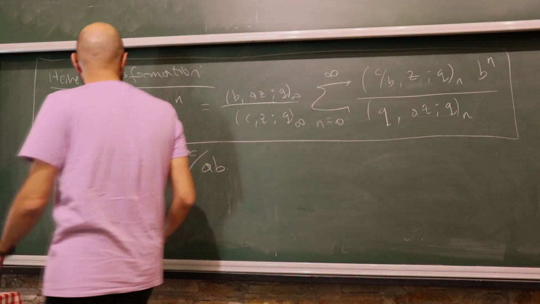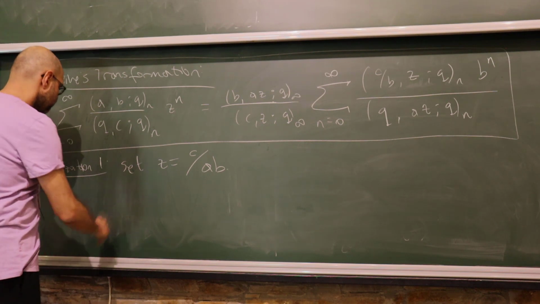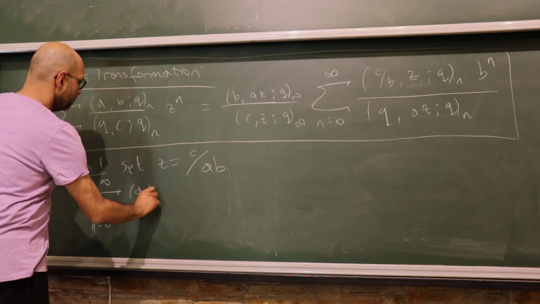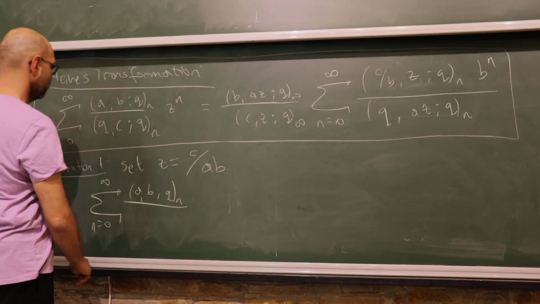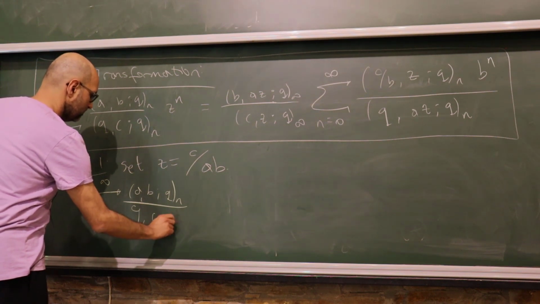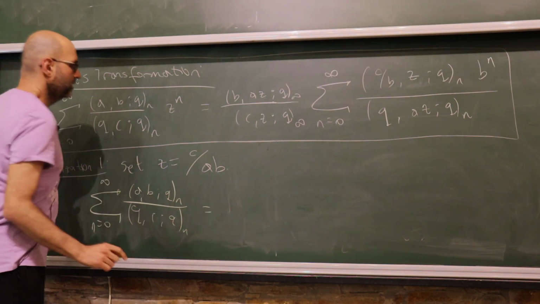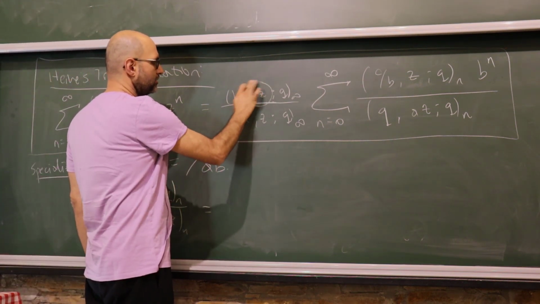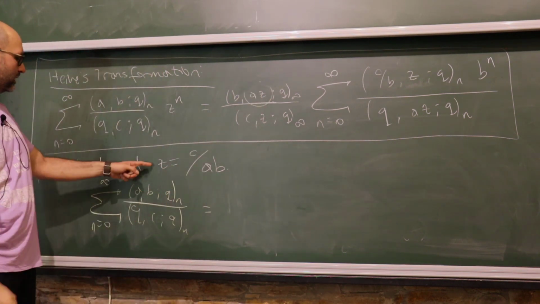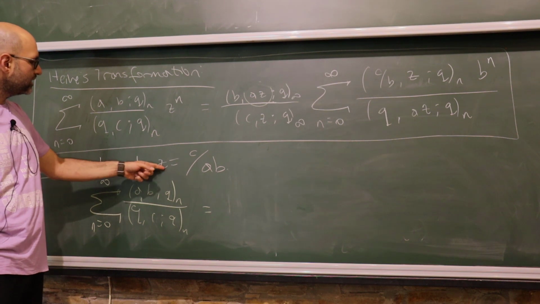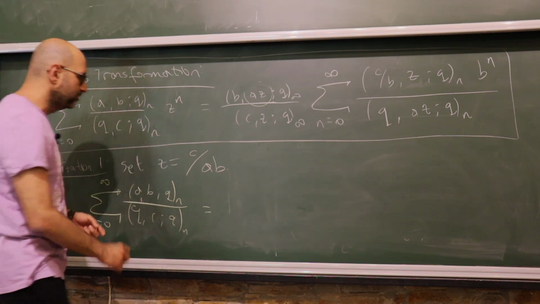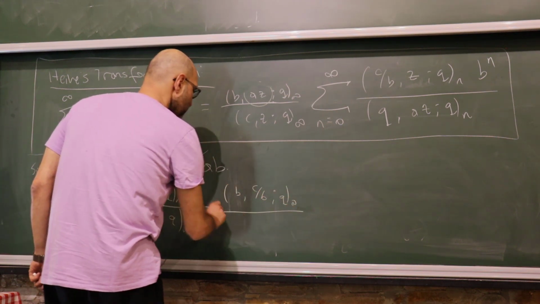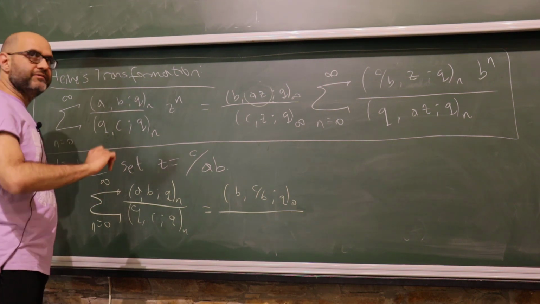When we do that, well, not much happens on the left. N equals 0 to infinity, A, B, just copy these. But lots of things happen on the right. First, what becomes of A times Z? Well, Z is C divided by AB, so A times Z is going to be C divided by B. And downstairs we have C and C divided by AB.